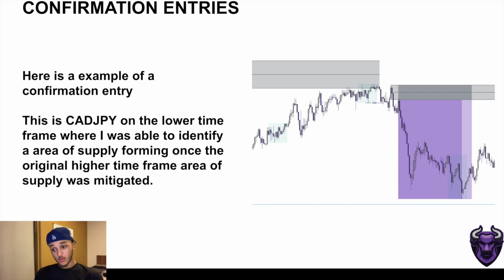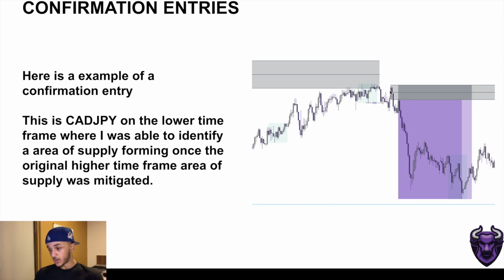But here is an actual example of a confirmation entry that we identified on the CADJPY trade. Like I previously mentioned, the 2-hour higher time frame area of supply was mitigated, but then price did present a lower time frame area of supply that we used as a confirmation entry. As we can see here, we had price printing higher highs and higher lows as it approached our area of supply, and once it mitigated the area of supply, we saw price actually break below the previous low, and then form an area of supply where I'm circling with my mouse on the lower time frame. This was actually taken on the 20-minute time frame.